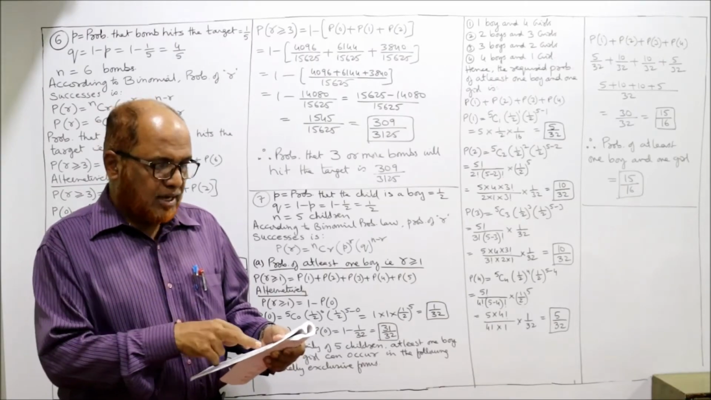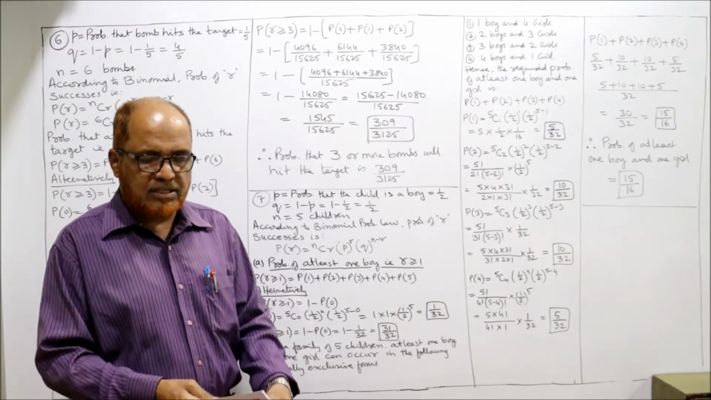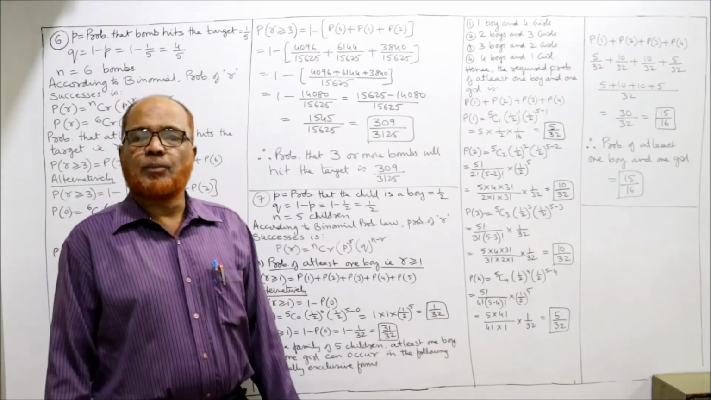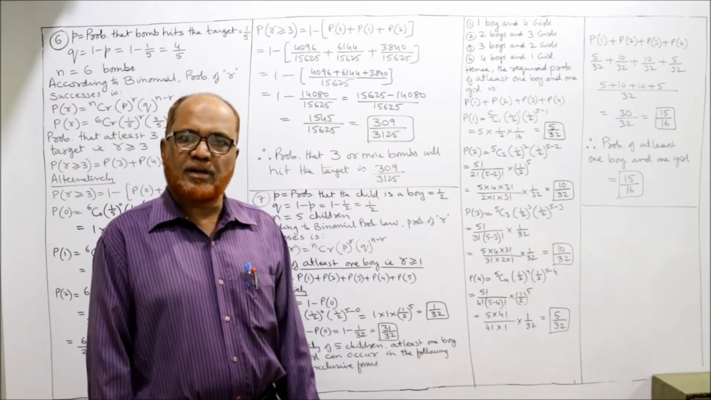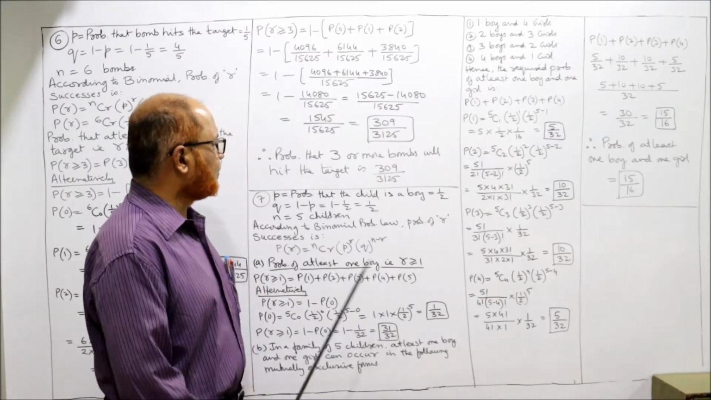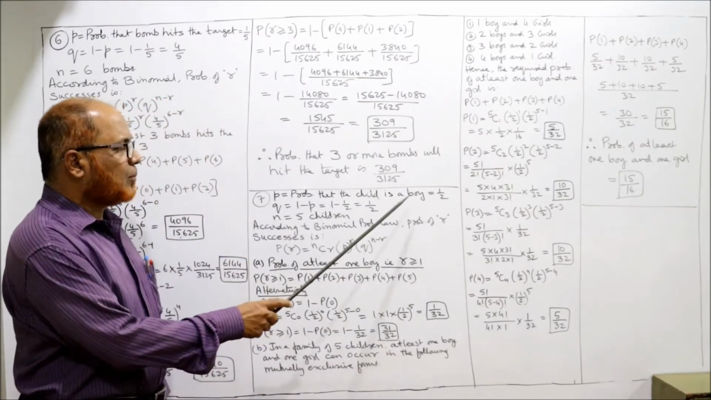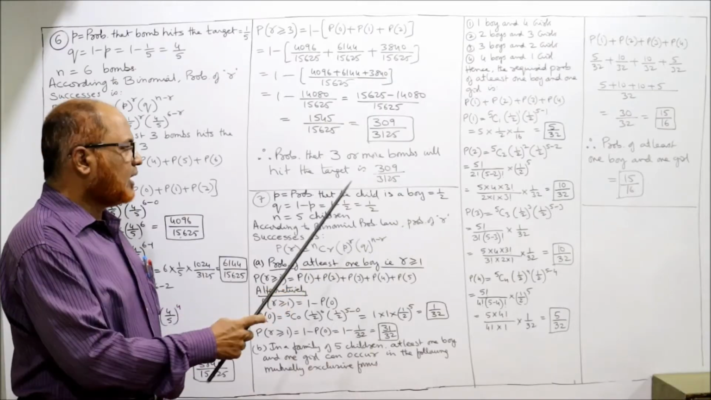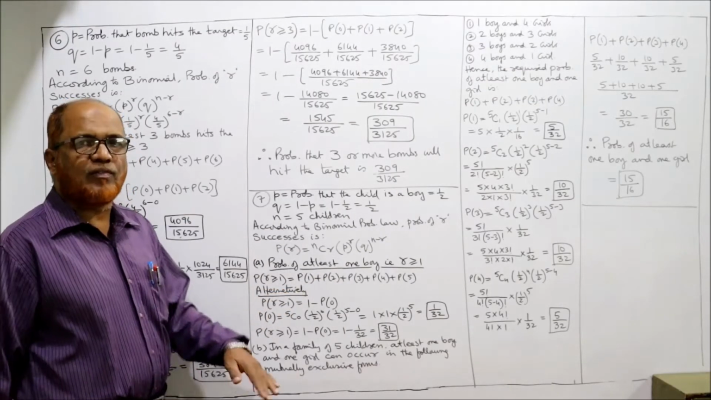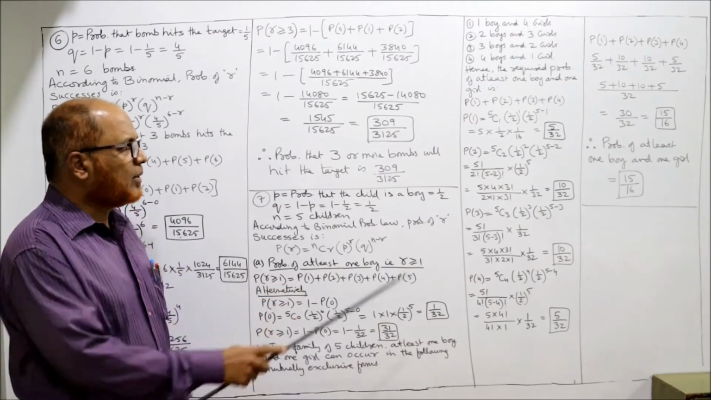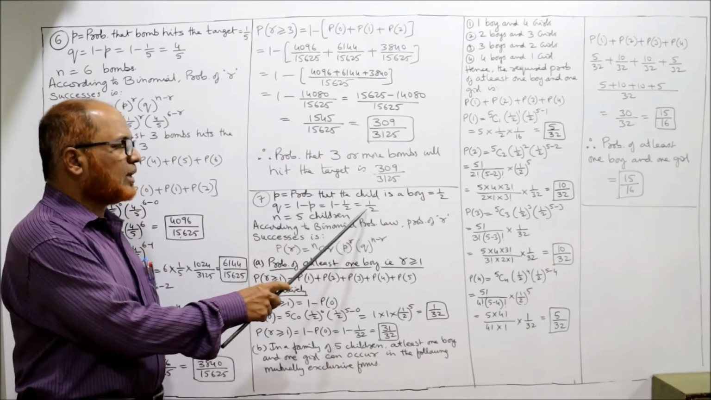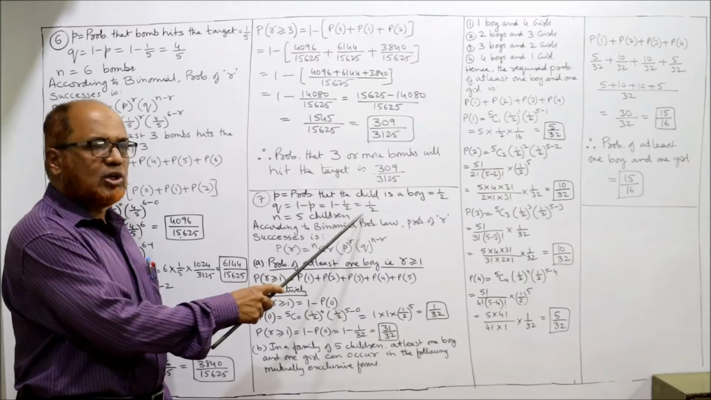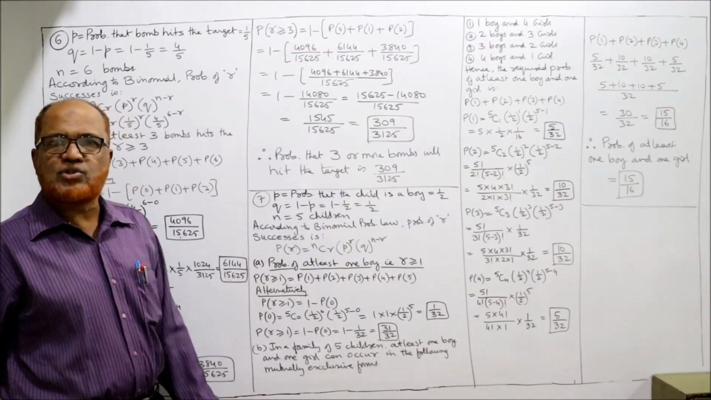What is the probability? Assume that the probability of female birth is 1 by 2. Naturally, the probability of female birth and male birth is 1 by 2, 1 by 2, equal, right? So we take P is equal to the probability that the child is a boy, 1 by 2. Then Q is equal to the probability of a girl. When the boy's probability is 1 by 2, the girl's probability will also be 1 by 2. So 1 minus 1 by 2 gives 1 by 2. So P is 1 by 2, Q is 1 by 2. N is equal to 5 children.